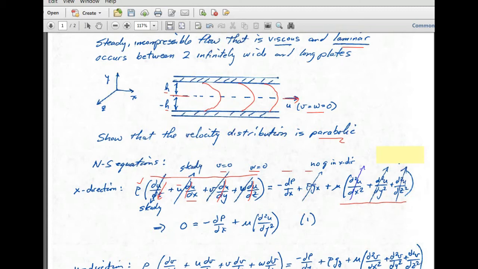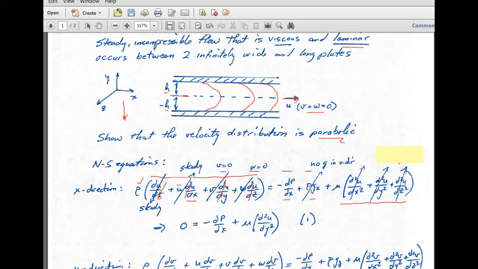On the right-hand side, we do have a pressure gradient. After all, how would it flow from left to right here if it wasn't higher pressure on one end and lower pressure on the other? So there is a pressure gradient pushing the fluid through, and we keep this term. We get rid of the gravity term because gravity is in the y direction only. Gravity is down in the y direction, but it's 0 in the x direction, so that term goes away.